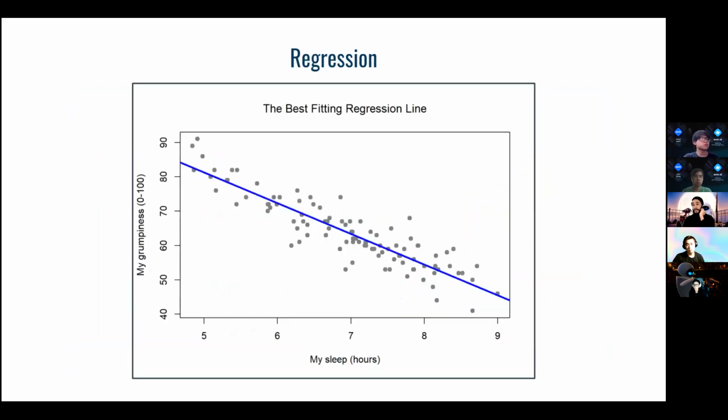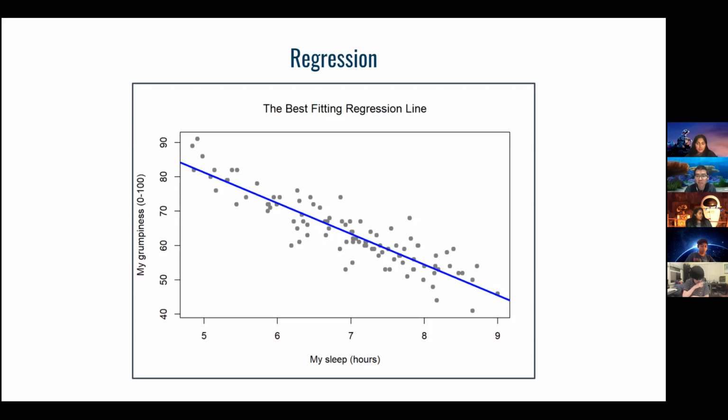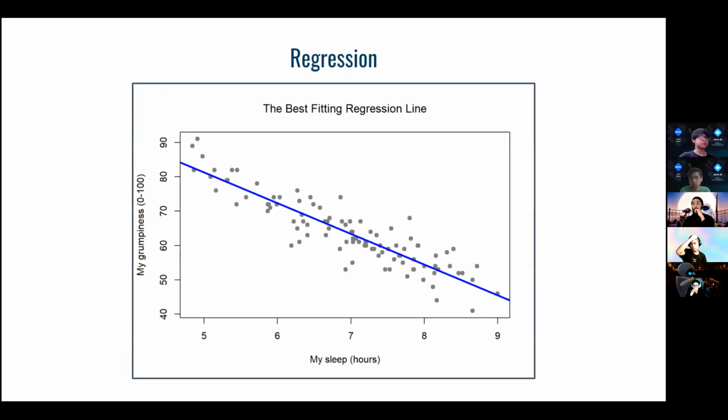Moving on, we also have regression. Regression is basically observing data and determining how different values or different variables of the data are correlated. So your model would try to fit a mathematical function to your data that describes the relationship between the different variables. For example, on the x-axis here, I have my sleep in hours, and on the y-axis, I have my grumpiness, and you can see that they are linearly related. So the more sleep I get, the less grumpy I am. Regression is very useful for analyzing trends. You can also use regression for extrapolating and predicting future outcomes.